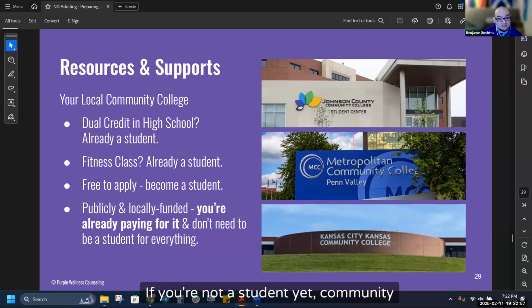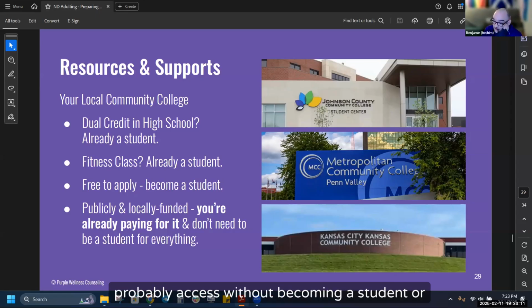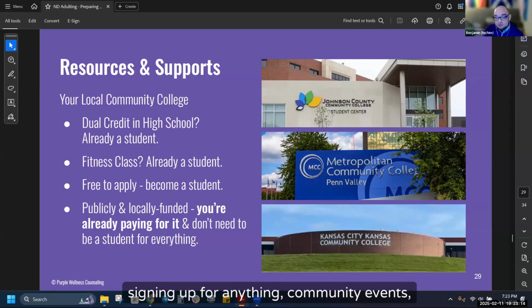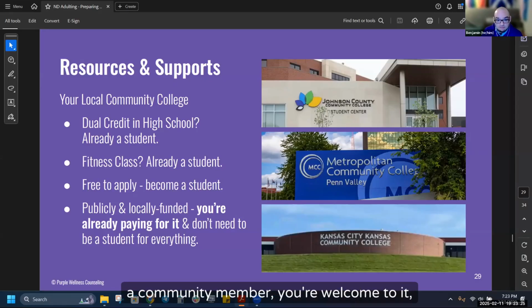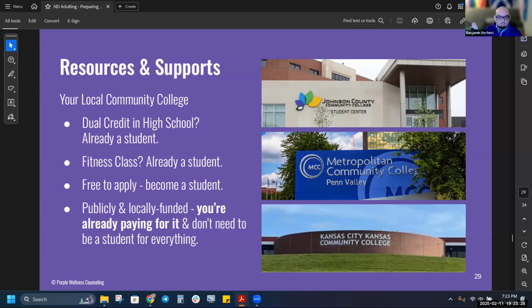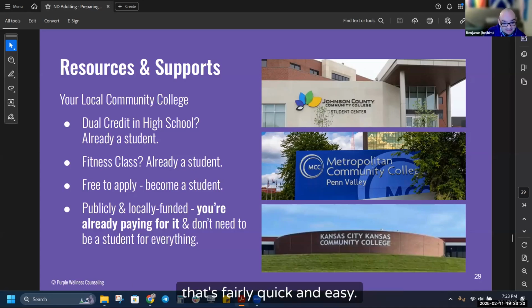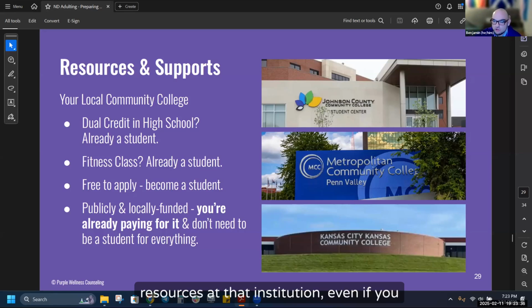If you're not a student yet, community colleges by definition are free to apply to. So become a student, even if you don't plan to attend. These are publicly, locally funded institutions. You're already paying for it. So there are a lot of things that you can probably access without becoming a student or signing up for anything. Community events, public education opportunities, things like FAFSA events, if you're looking for help filling out your financial aid application. A lot of that stuff, you're just a community member, you're welcome to it, right? Because again, you're already paying for it. But if you do need to become a student, that's fairly quick and easy. And that gives you access to all of the resources at that institution, even if you don't go there.